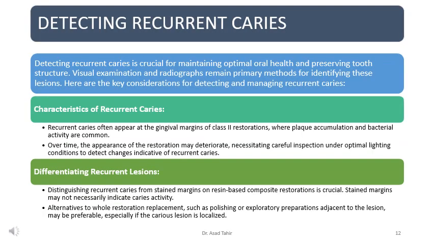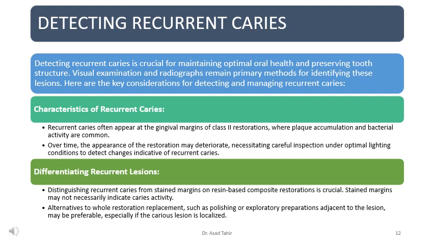Detecting recurrent caries is crucial for maintaining optimal oral health and preserving tooth structure. Visual examination and radiographs remain primary methods for identifying these lesions. Here are the key considerations for detecting and managing recurrent caries. Characteristics of recurrent caries: recurrent caries often appear at the gingival margins of Class II restorations, where plaque accumulation and bacterial activity are common. Over time, the appearance of the restoration may deteriorate, necessitating careful inspection under optimal lighting conditions to detect changes indicative of recurrent caries.